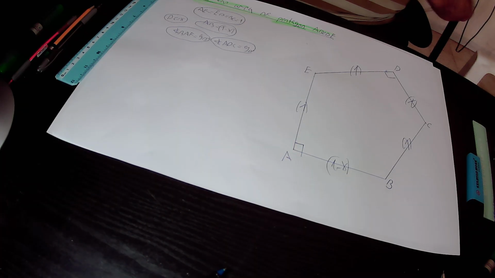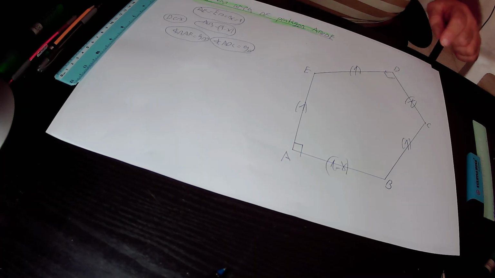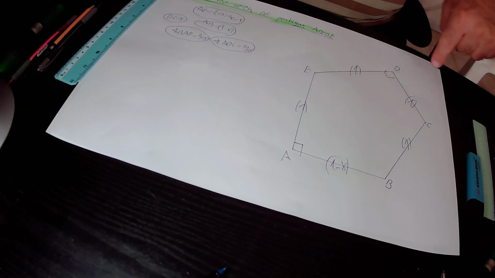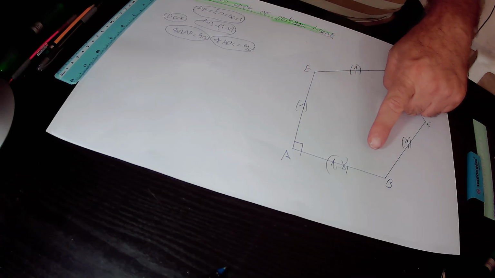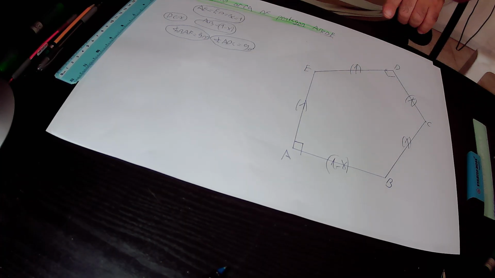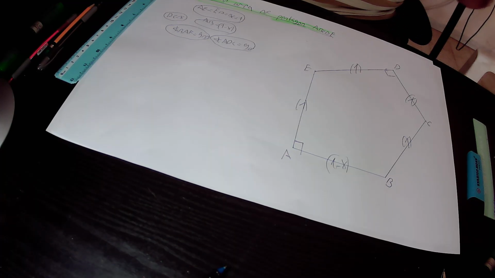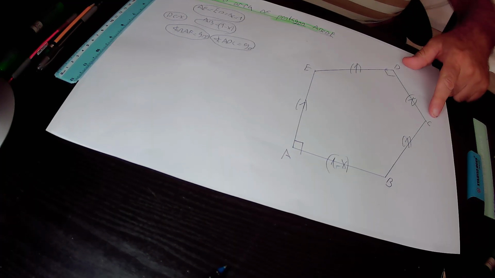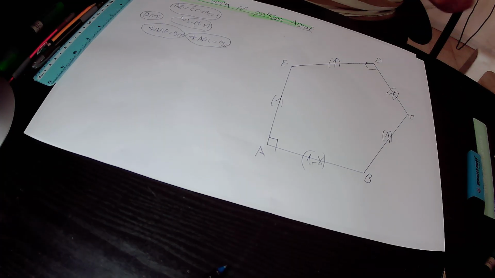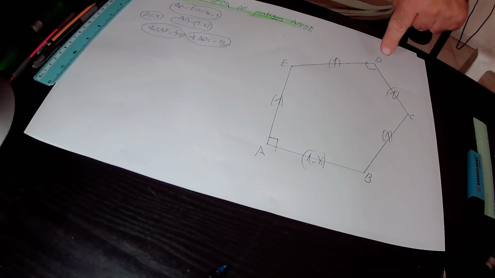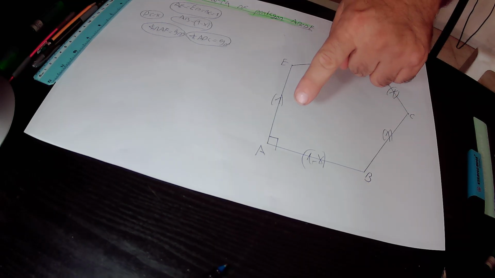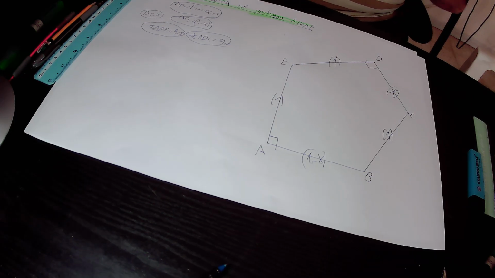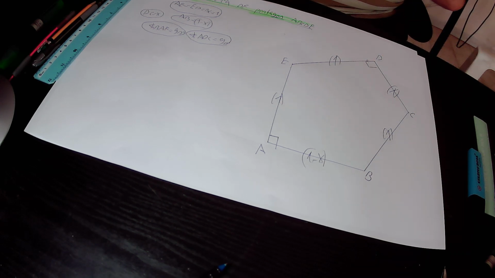We know that side ED equals side CD, side ED equals side CB equals side EA equals 1, side AB equals 1 minus X units in length. This is side DC, equal to X units in length. In addition, we know that this angle EDC is a right angle, and this angle EAB is also a right angle. Again, our task is to find out the area of this pentagon ABCDE.